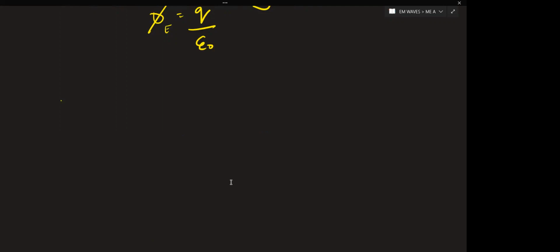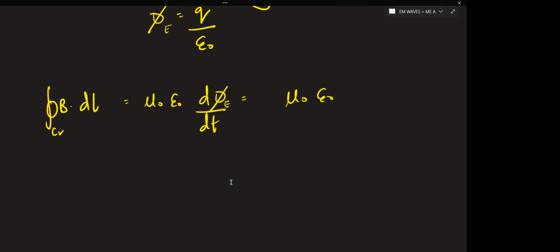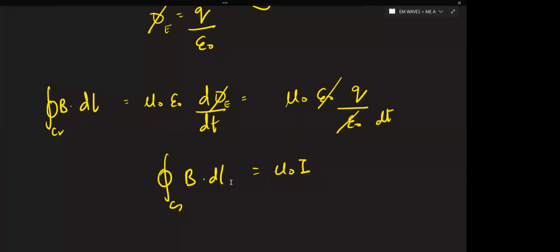Now put it. B dot dl closed integral for C2. Put it. This will be mu naught epsilon naught d phi over dt. So mu naught epsilon naught d phi over dt. This will be Q divided by epsilon naught dt. So epsilon gets cancelled. Charge divided by time is current. So you are getting mu naught I. So this time B dot dl closed loop C2 is also mu naught I, and your B dot dl closed loop for C1 was always mu naught I.